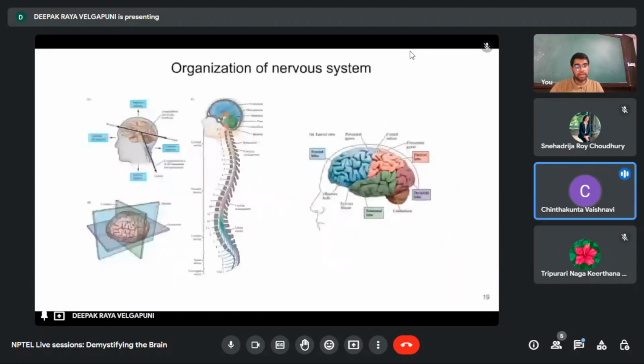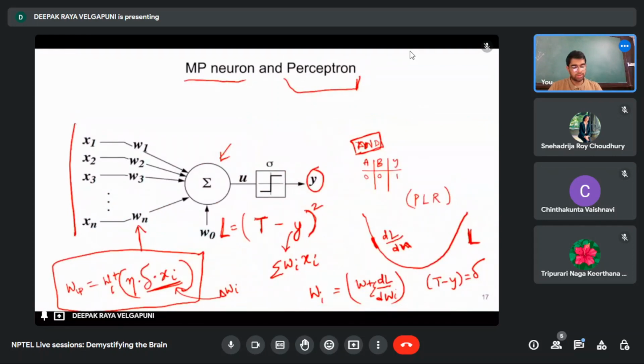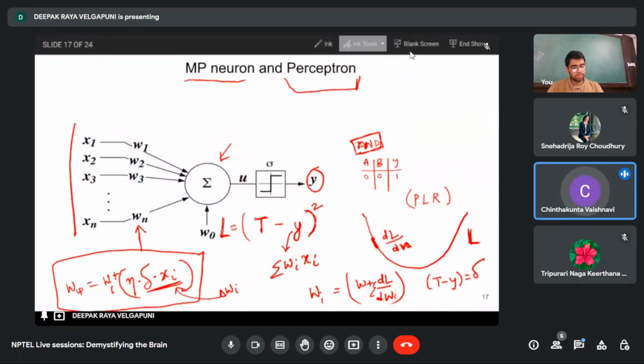Excuse me. Could you please explain it a bit more? Yeah, sure. Which one do you want? This, the perceptron one.